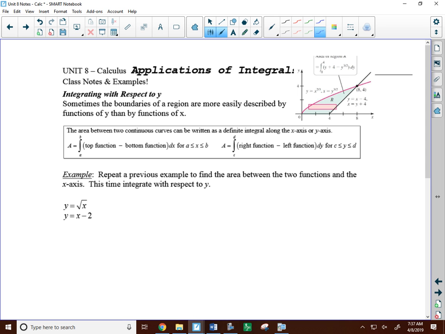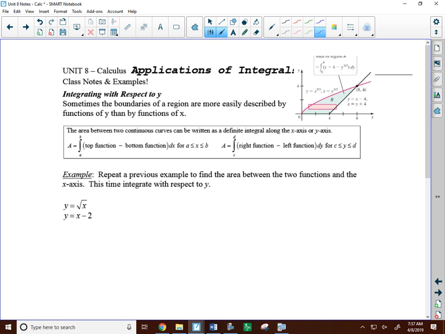More examples and one more concept today. This is for functions that are better defined in terms of x, so we're going to integrate with respect to x. This might be the first time you've ever done this. I'm not sure if you maybe did in pre-calc somewhere. So yeah, this is on page 4.